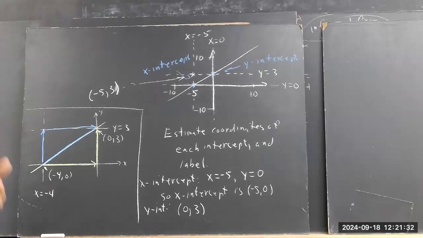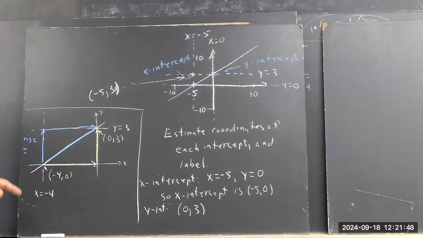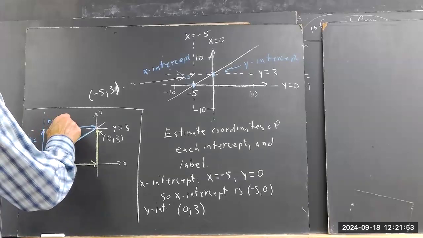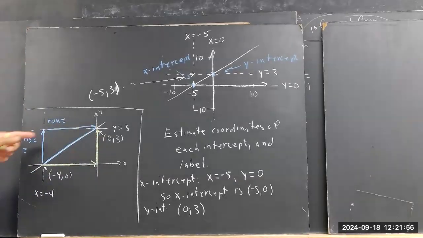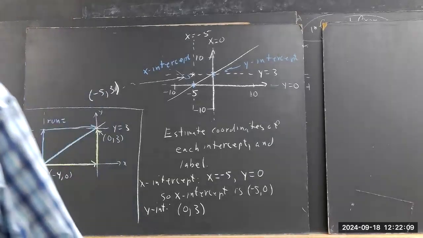How far do I have to rise along the vertical line? How far do I have to run along the horizontal line? So the rise is how long this vertical line is, and the run is how long the horizontal line is. Now, if the horizontal line was going this way, the run would be negative. If the vertical line was going down, the rise would be negative. But right now they're both positive, so we can just say how far.